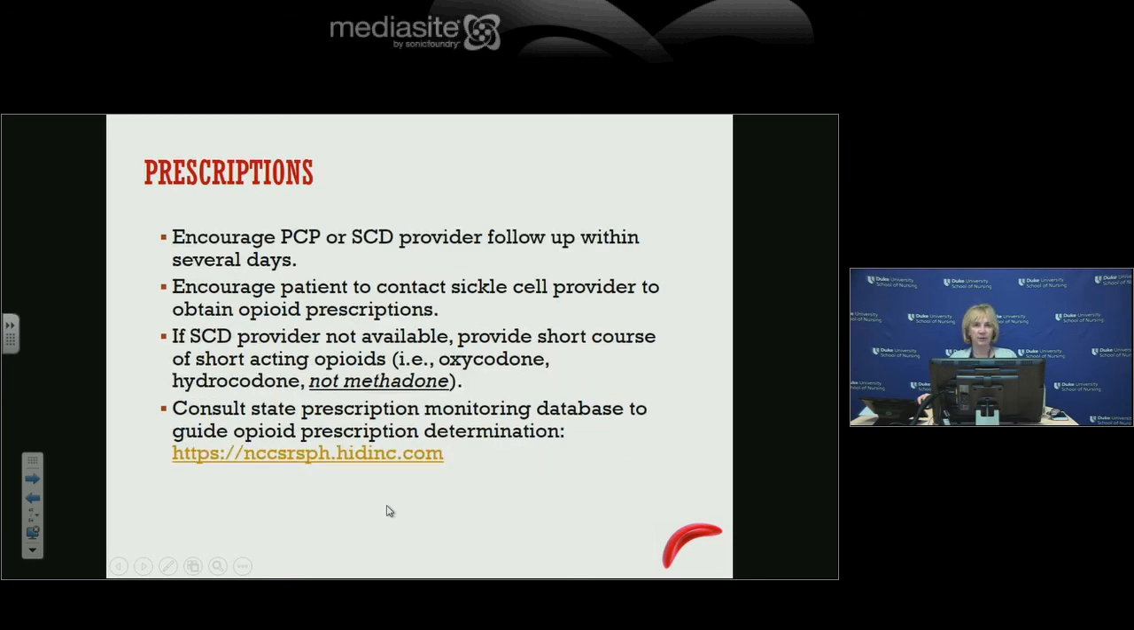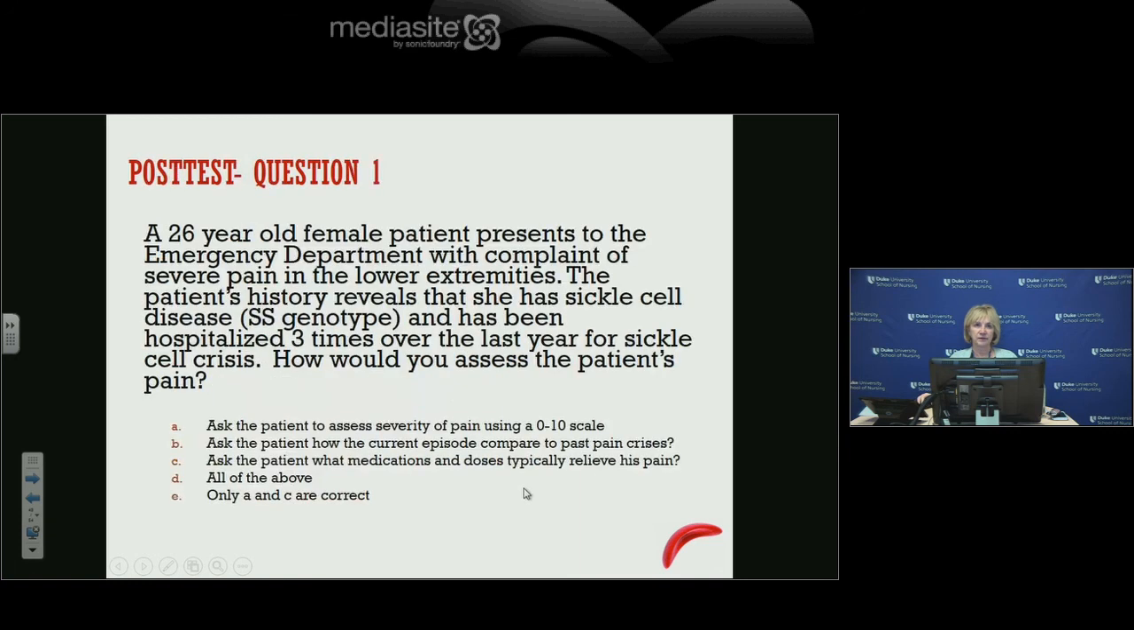And finally, just a word about prescriptions. I think we've kind of covered this already, but their PCP or their sickle cell doctor should be writing them. If they're not available, you can do the short course, etc.